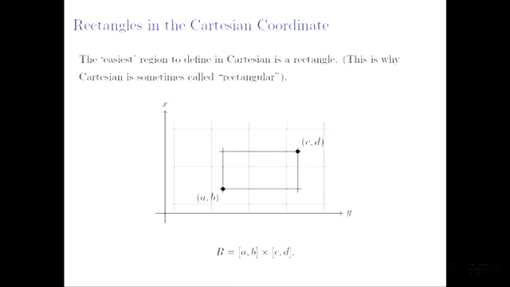Okay, so the easiest region to define in our Cartesian plane is a rectangle, right? You just have to give me 2 endpoints, and 2 endpoints will define this region. Recall that our notation here says a rectangle is given by 2 intervals: an interval from which your x values can be taken and an interval from which your y value can be taken. So this rectangle is all the points x, y, such that x is in [a, b] and y is in [c, d], right?